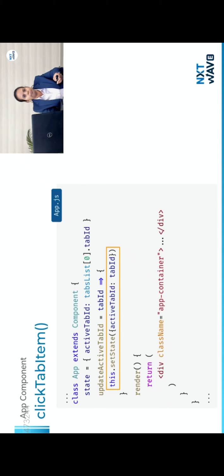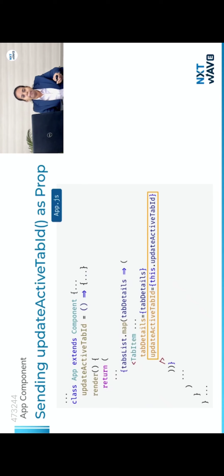When should this method be called? When the tab item has been clicked, right? The tab item click functionality will be present inside the tab item component. So we have to pass this method as a prop to the tab item. When we click on a tab item, the onClick functionality will be triggered inside the tab item, and that's where the state update, updateActiveTabId, should be called. So we are going to pass this method as a prop to the tab item.